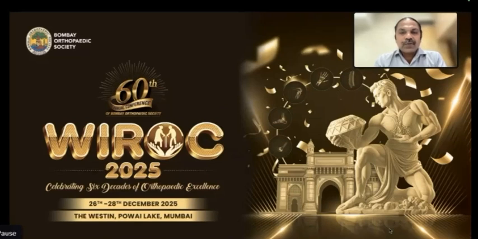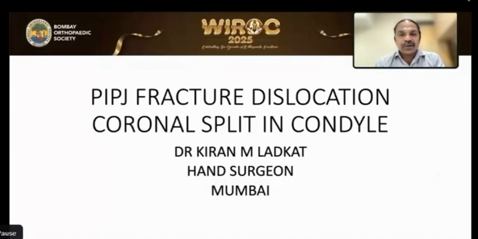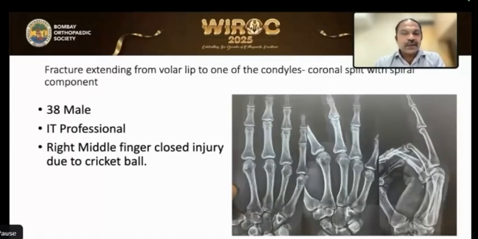In a countdown to VIRAC 2025 interesting case series, I'm presenting a case of proximal interphalangeal joint fracture dislocation, a coronal split in condyle. Now, this particular case is a 38-year-old gentleman, a professional, right-handed, with a middle finger closed injury due to a cricket ball while catching a throw.